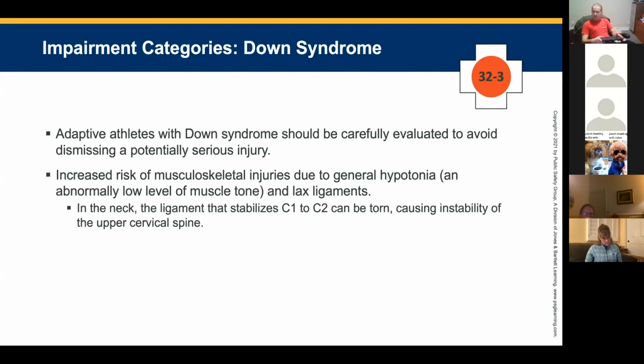However, individuals with Down syndrome are at increased risk of musculoskeletal injuries due to general hypotonia, which is a low muscle tone, and lax ligaments. Specifically in the neck, the ligament that stabilizes C1 and C2 can be torn, which causes instability of the upper cervical spine.